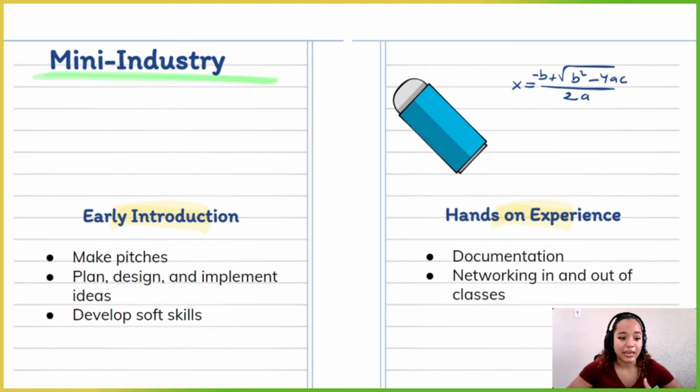It's very much an early introduction to what the industry is like. You're going to be involved in every step of making a game. You're going to be making pitches, you're going to be planning, designing, and implementing your own ideas. You are able to develop soft skills like leadership abilities and working in teams and communication. You get a lot of hands-on experience every step of the way. You're involved in your own documentation for all of your projects. There's networking opportunities both inside and out of classes, both with teachers, students, and industry guests who will visit from time to time.